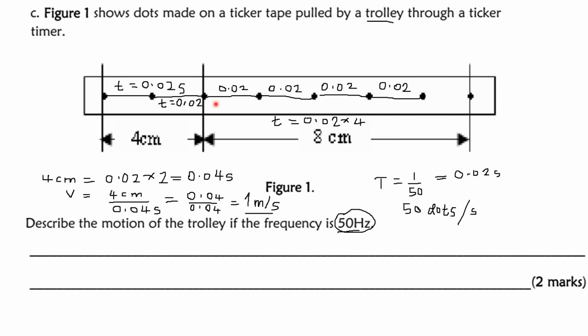Here we have 1, 2, 3, 4, 5, starting from counting from here. We have 5 dots, but there are 4 intervals. The number of intervals is equal to the number of dots minus 1. So we have 4 intervals here.